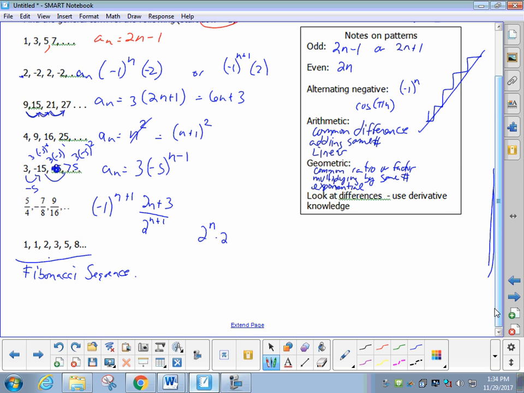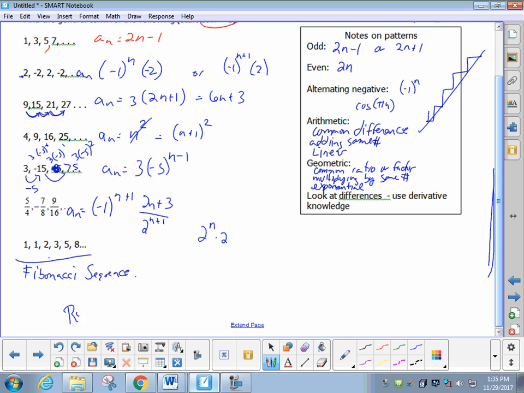Adding the 2 previous numbers, okay? Now that's unfortunate because it makes it really hard to write a general rule. To know the 12th term, what do I need to know? The 10th and 11th. Now that's called recursion.